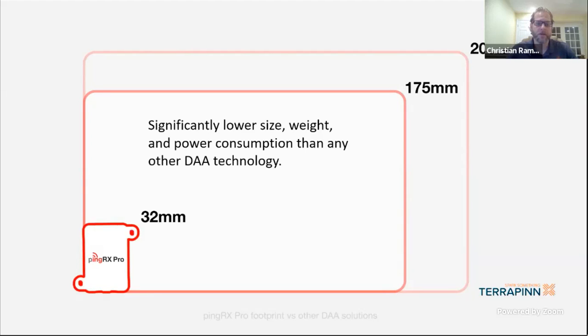Significantly lower size, weight, and power compared to other detect and avoid technologies here as well. The Ping RX Pro is a 32 millimeter sized piece of equipment. The other dimensions here are some of the onboard radars that are in the market today. So significantly less size, and ADS-B technology tends to consume milliwatts of power versus watts of power like some of the other systems.